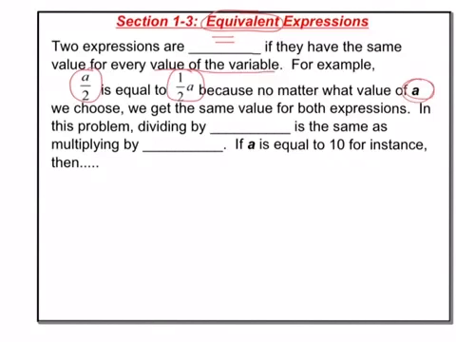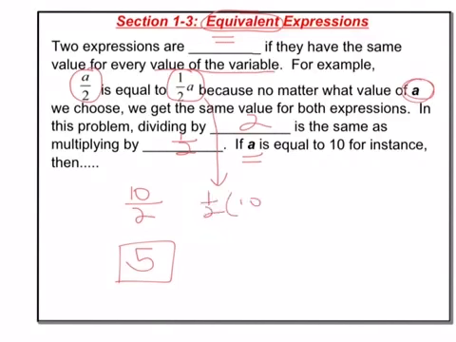In this problem, dividing by 2 is the same as multiplying by 1/2. One way we can confirm that is, if a is equal to 10, for instance, we know that 10 over 2 is equal to 5. And for this one, 1/2 a, we would do 1/2 times 10, which is also equal to 5. So no matter the value of a that we choose, we get the same value when we evaluate it or simplify it.